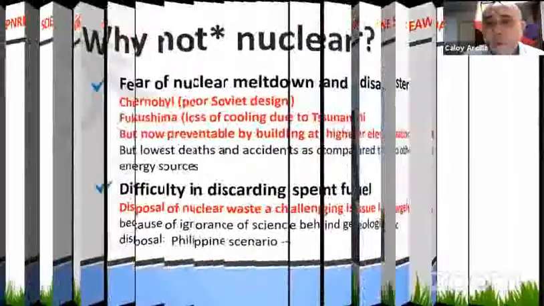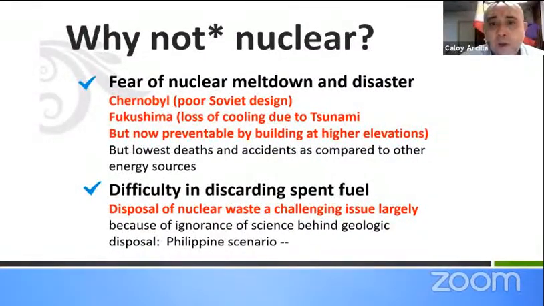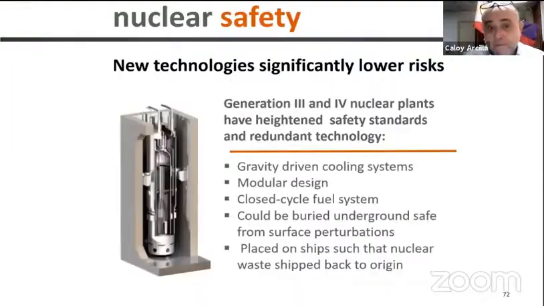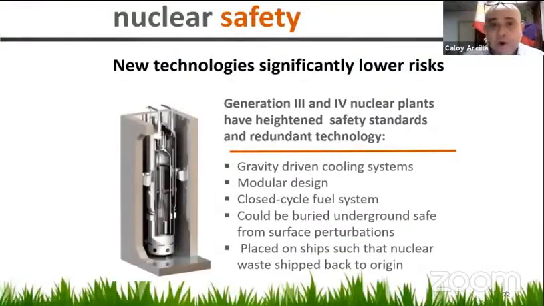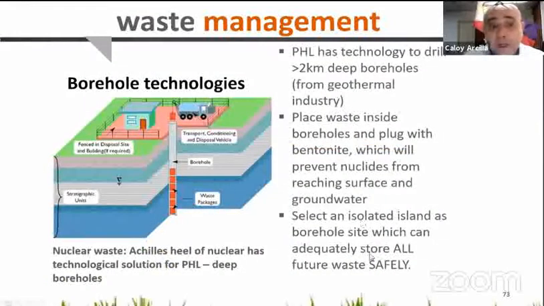So what are some of the arguments for why you don't want nuclear? We've discussed Chernobyl, we've discussed Fukushima. Oh, what about disposing of spent fuel? I'll discuss that later on. And newer technologies have significantly lower risk. This is also discussed by the previous speaker: gravity-driven systems, the modular SMRs, basically.